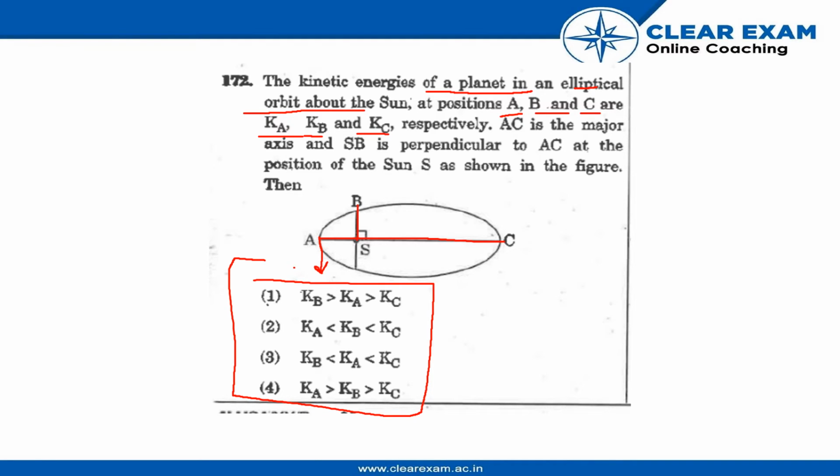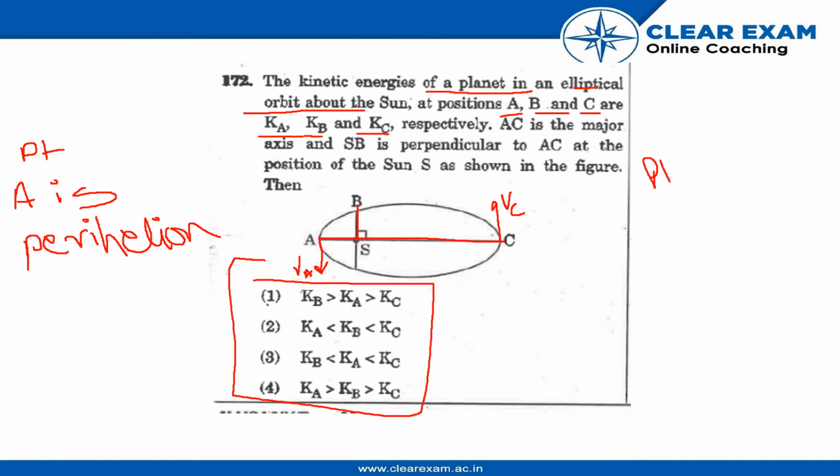This is VA pointing down and this is VC pointing up. A is point A. Point A is perihelion, whereas point C is aphelion.